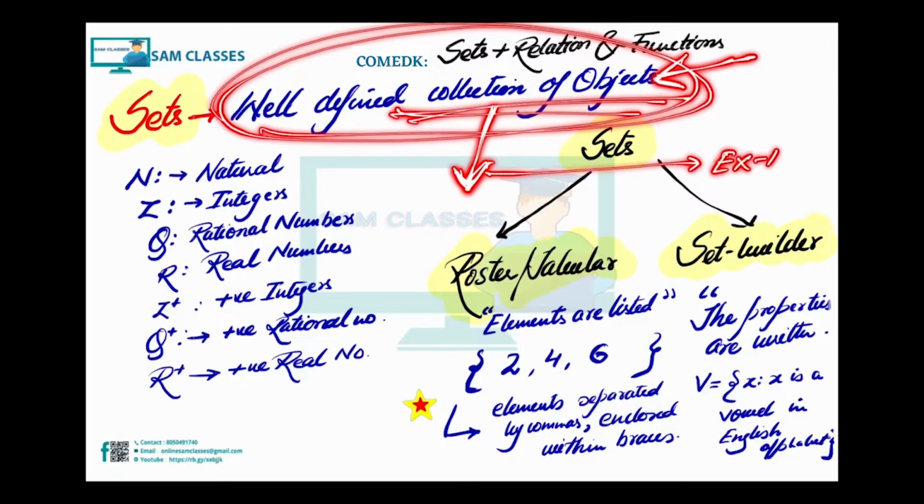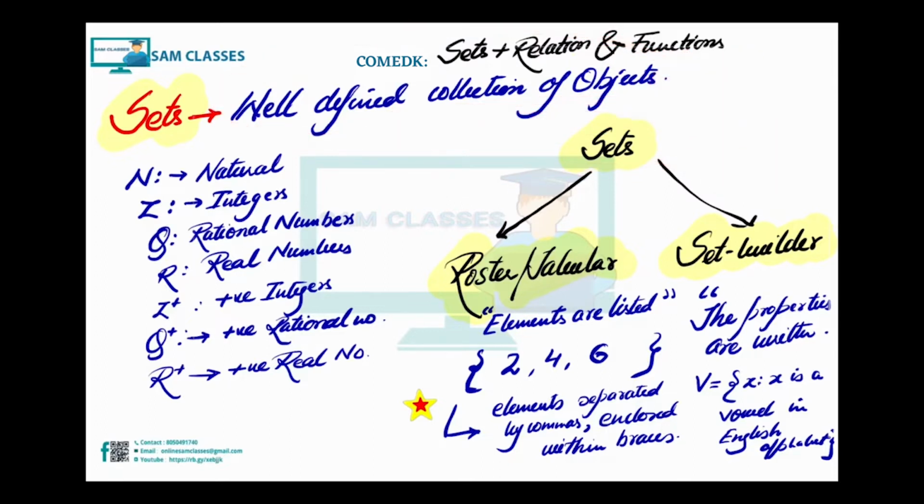Let's take an example. Now, if I'm asking someone to write the names of 5 best cricketers, based on each and every person's perspective, the names will change. Somebody will say Sachin, somebody will say Virat, somebody will say Sehwag. So the word best is different for different people. So this is not well-defined data. So these examples don't qualify for sets.